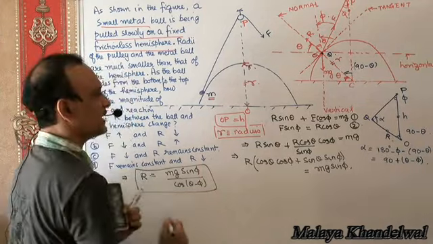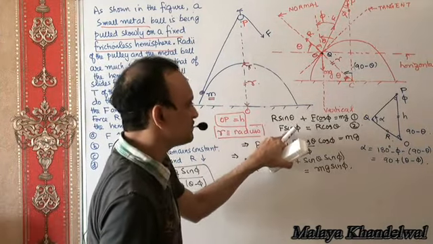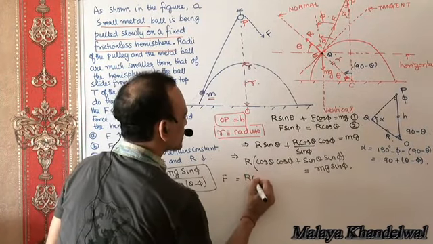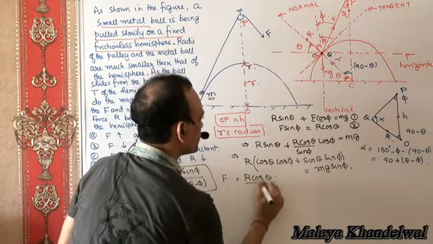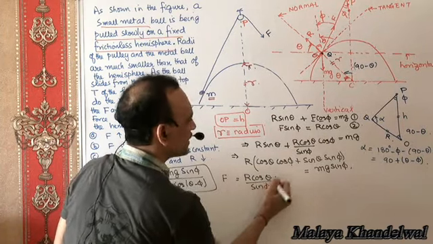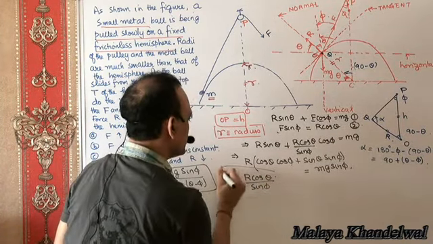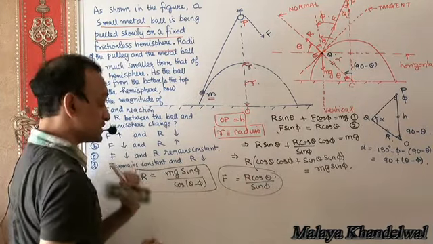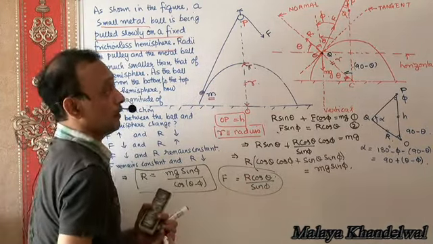What about F? F then turns out to be R cos theta by sin phi, right? F turns out to be R cos theta by sin phi. I can plug in R from this equation and obtain it, but I'm still not done.